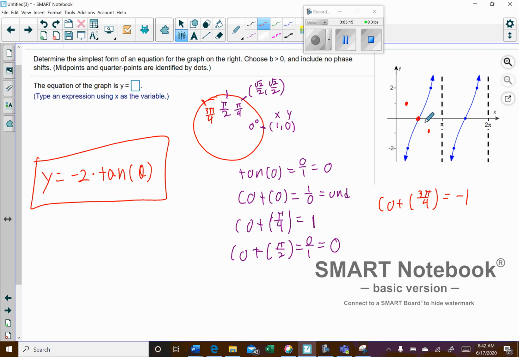These definitely can be a little tricky. To me, I like making a table, and it is kind of hard when they give you a graph and you're supposed to work backwards. Just be careful, look at the directions. It said no phase shift, so that helps me know this isn't shifting around, which makes it a little bit easier to narrow down: am I dealing with tangent or cotangent? And it just takes practice.